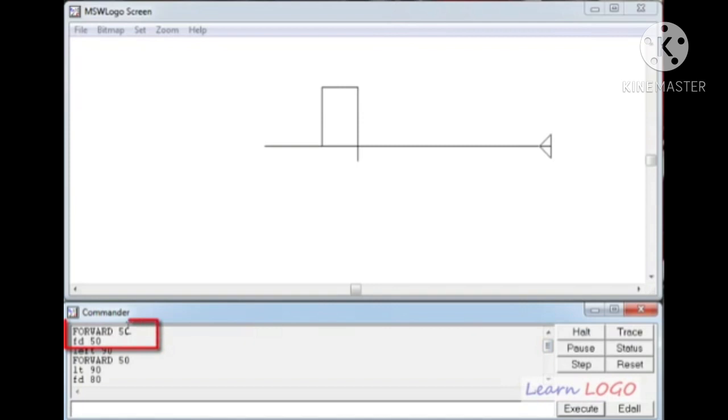Okay, these are the basic commands in logo. Forward. The forward command is used to move the turtle forward. Then left. It is used to turn the turtle to the left side. Then right. The right command is used to turn the turtle head to the right side.